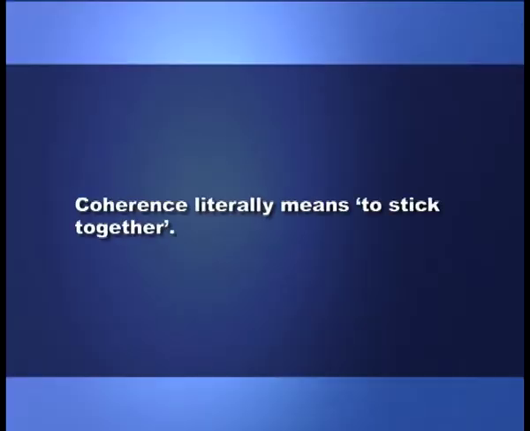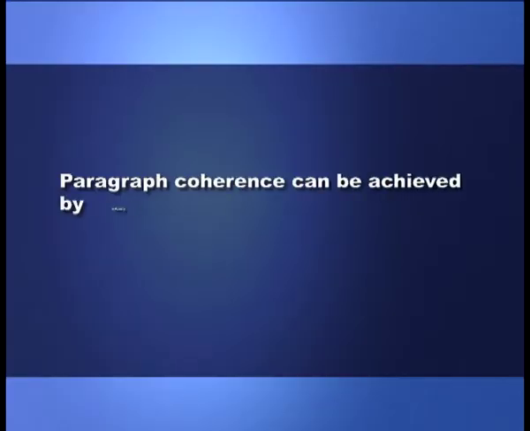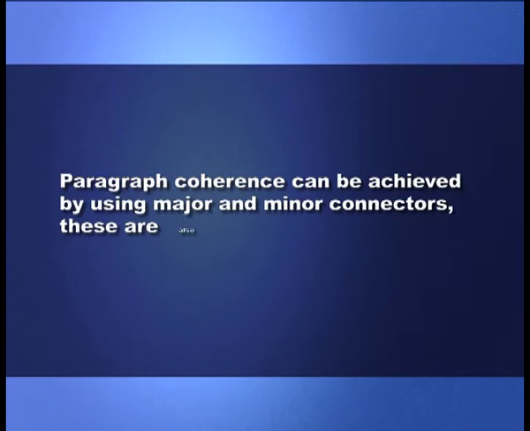Coherence and unity. Coherence literally means to stick together. Coherence in paragraph writing means that all of the ideas in a paragraph support the topic sentence of your paragraph and allow the reader to easily understand the ideas you want to express. Paragraph coherence can be achieved by using major and minor connectors. These are also called transitions.